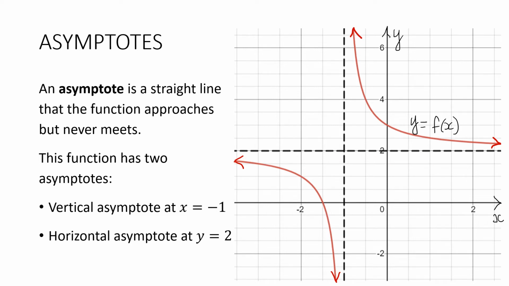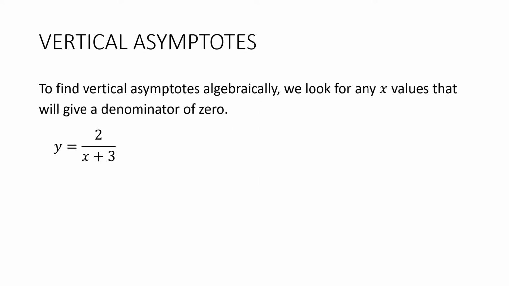Now, to find vertical asymptotes algebraically, all we need to do is look for any x values that will give a denominator of 0. In this case, x plus 3 can't equal 0 because we can't divide by 0. So x can't equal -3. And that's actually our asymptote. Our asymptote is x equals -3.